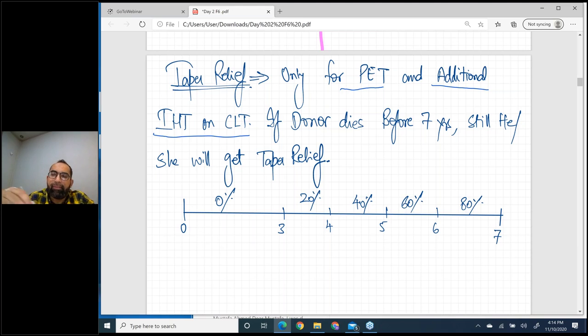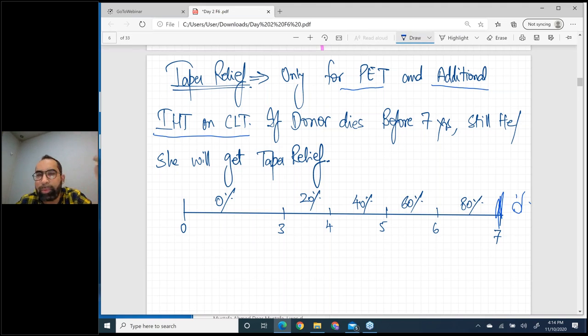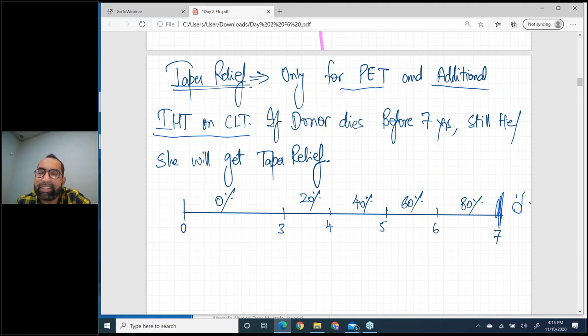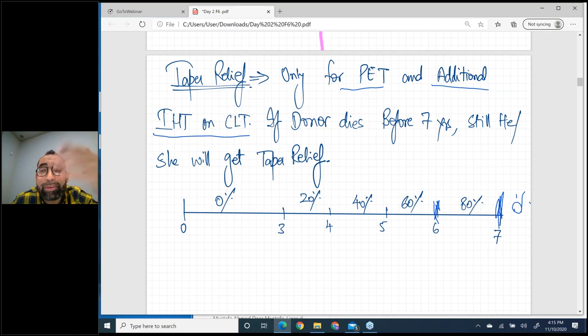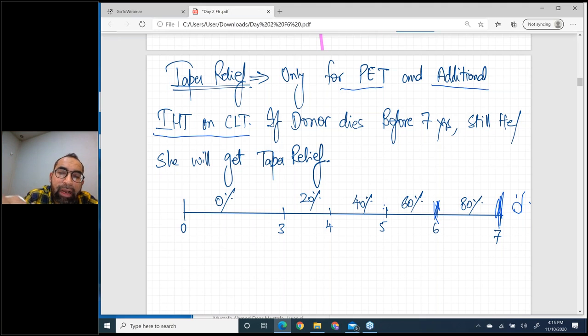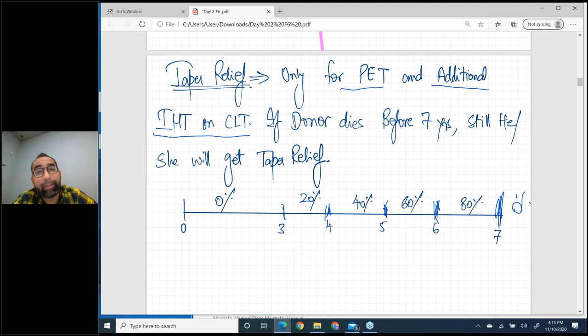Look at the screen. If you die after 7 years, then 100% exemption or 0% tax. But if you die after 6 years and before 7, you will get 80% waiver. You will get 80% exemption of tax, that is taper relief. And if you die after 5 and before 6, then 60%. After 4 and before 5, 40%. After 3 and before 4, it's 20%. And if you die before 3 years, then you died very early, and you are not eligible for any taper relief.